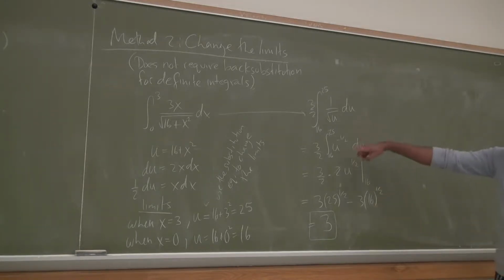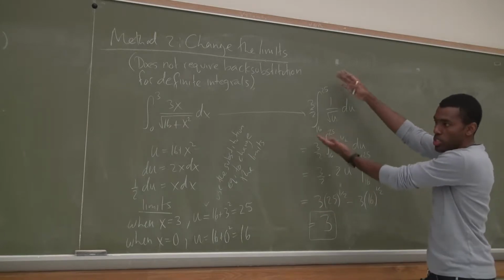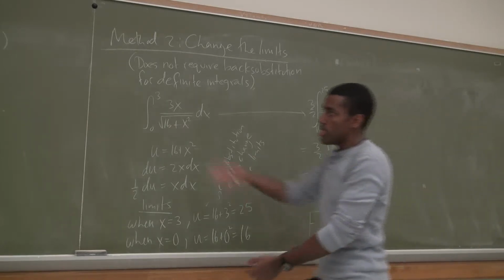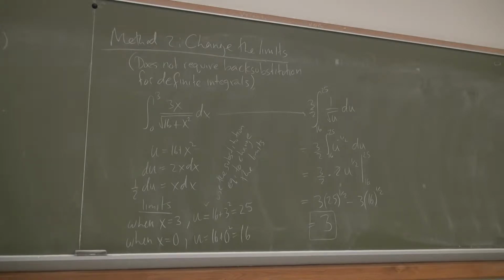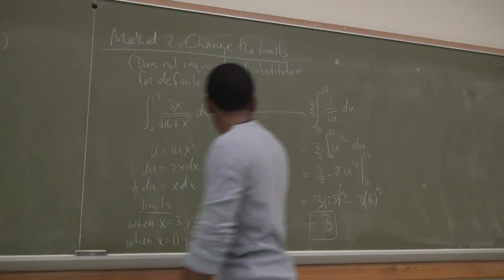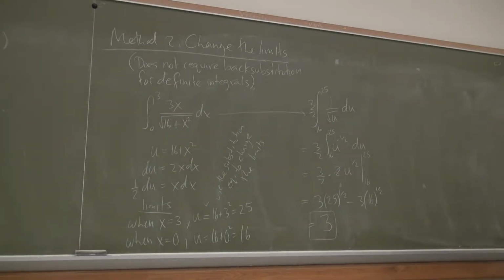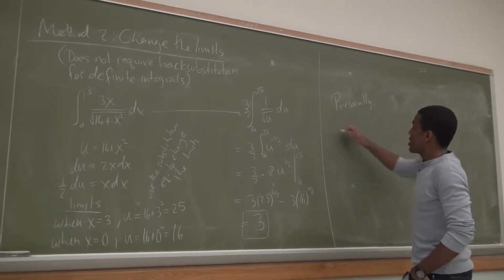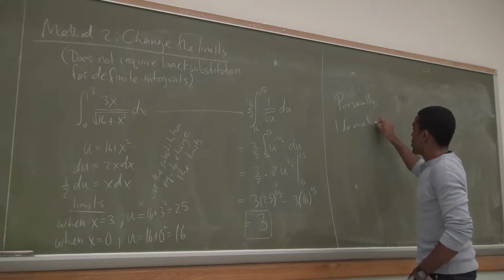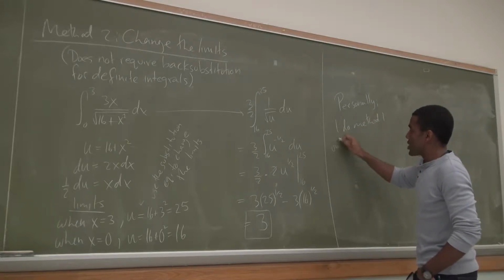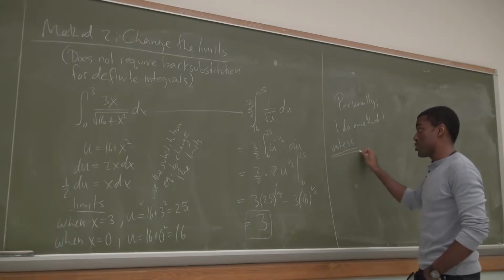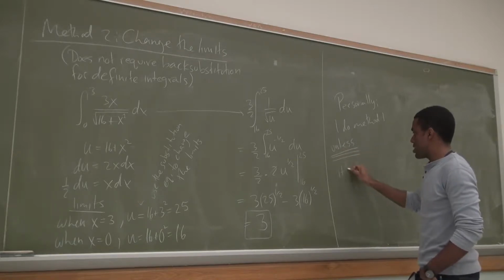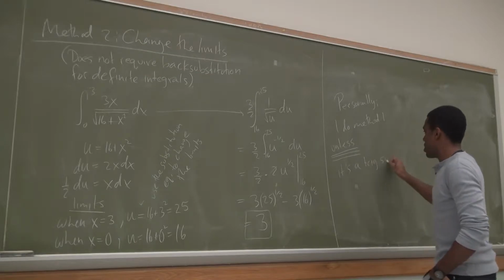So you can change the limits before and just forget about x's. Once you change the limits, you only care about u's. If you keep the old limits, you'd have to go back to x before you plug them in, because the original limits dealt with x, right? So there are two options on how you can do definite integrals. I won't force you to do one way or another, but personally, if you're interested, I do method 1 unless, and this is a strong unless, it's a trig substitution.